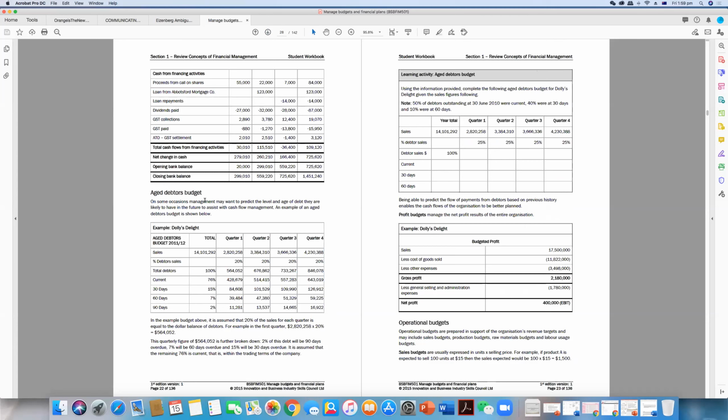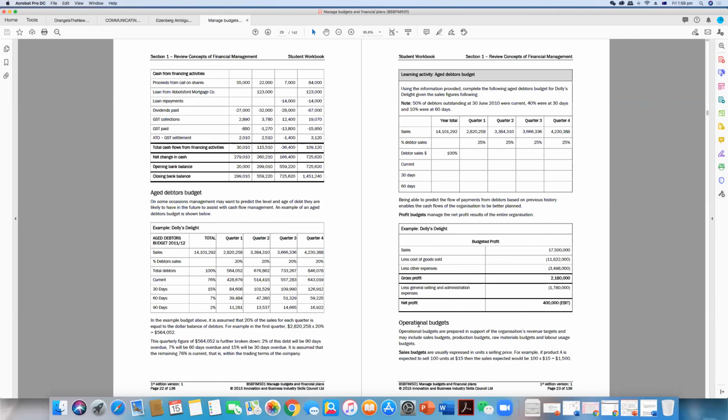And aged debtors budget is about different years, every year or every quarter. Age is about the time, right? To predict the level and the age of debt they are likely to have in the future to assist with their cash flow management. Because the interest might be fixed, you can predict that. And the profit budget, there's another example. What is your profit budget? You can manage the profit.